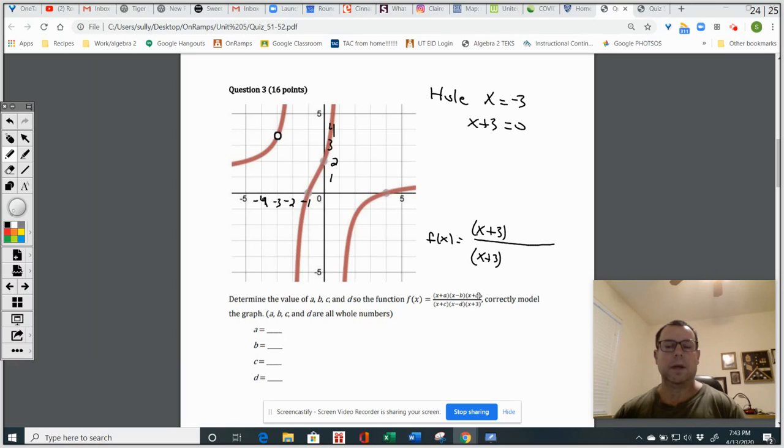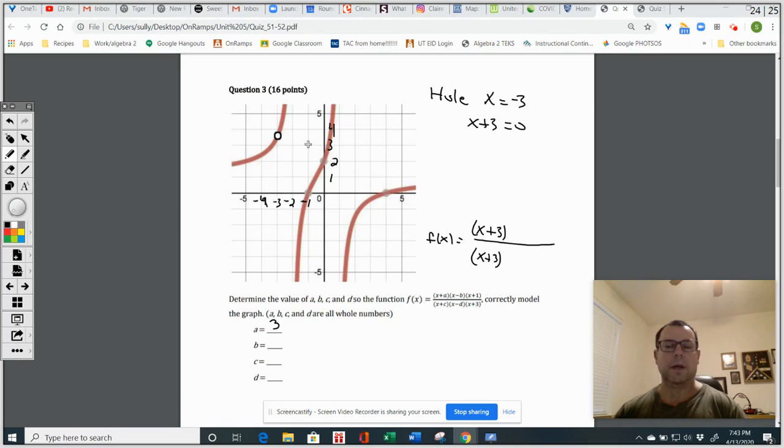Okay, so it can't be the x plus 1, and it can't be x minus b because we have a positive 3. So my a value must equal 3. And from there, we can just start picking things out and figure out what we want. I notice, see if I can change color here.